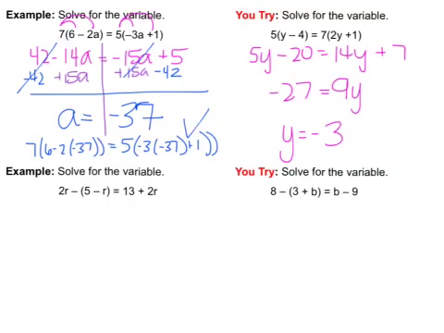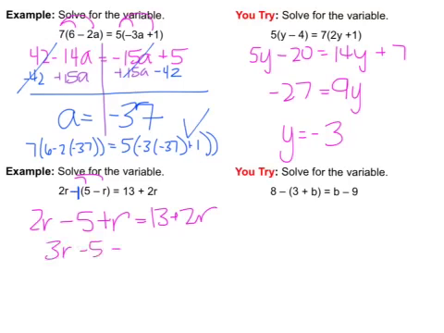And this next one, the reason it's in here is because notice that we have parentheses, but all that's out front is a negative sign. Really, it's just subtracting. And so when you do your distributive property, remember that we have that one placeholder in front. I know we talked about it in class, but it's just a reminder. So I'm going to have 2r minus 5 plus r equals 13 plus 2r. Combine my like terms: 3r minus 5 equals 13 plus 2r.